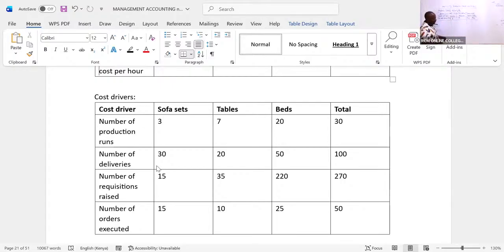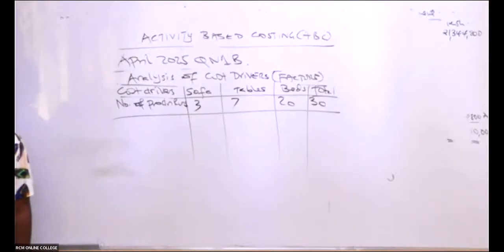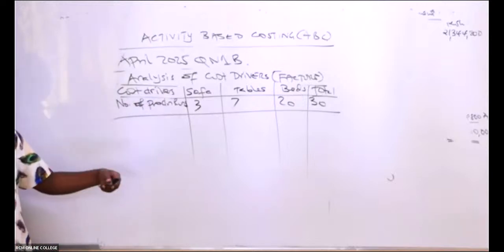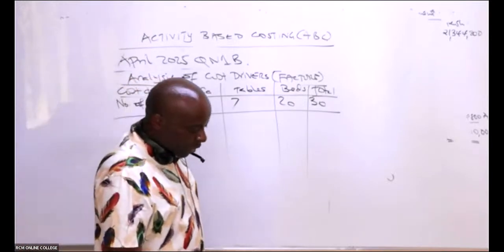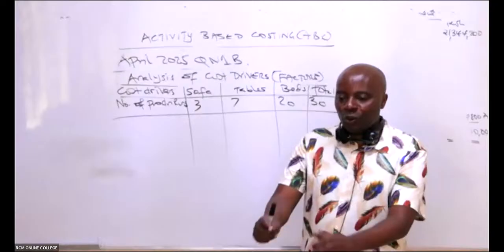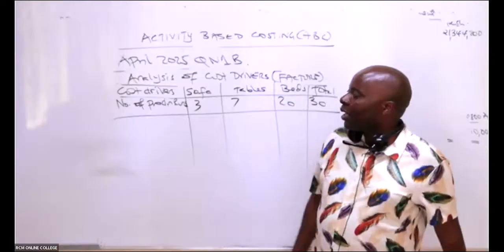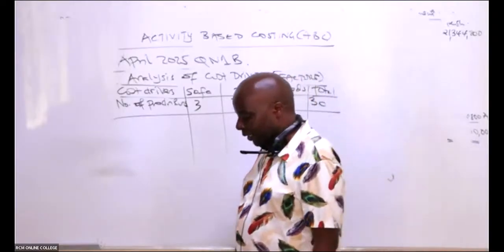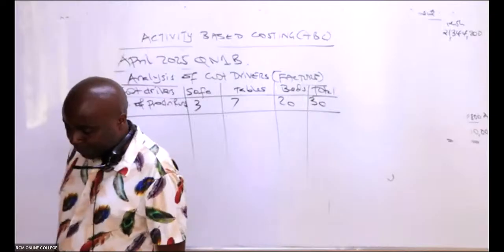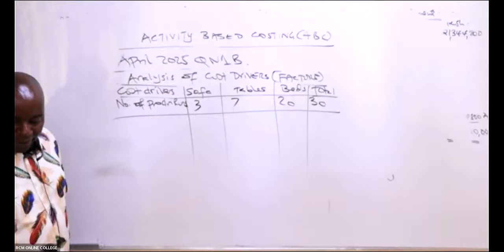Let me just drop my screen here for the online students to see the structure of my table. So you're doing analysis. Whenever they tell you to use activity-based costing, first of all, you must do an analysis of the cost drivers. Very, very important. The first one is number of production runs.